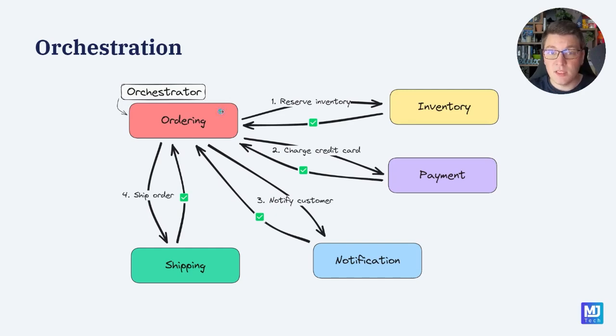In this example, the ordering service could become the orchestrator for the order placement flow. The first step would be interacting with the inventory service to reserve the inventory. The inventory service can respond with a respective event, and then we would continue to charge the credit card using the payment service and notify the customer using the notification service, and finally ship the order by communicating with the shipping service. The ordering service, being the orchestrator in the system, is the only one that knows the current state of the order placement flow, and the individual services only handle one part of the overall flow.